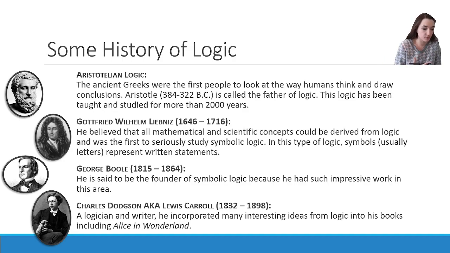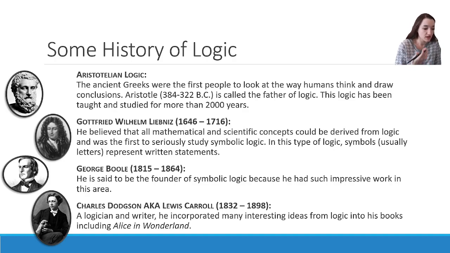Then came Gottfried Wilhelm Leibniz. He believed that all mathematical and scientific concepts could be derived from logic, and was the first to seriously study symbolic logic, which is the type of logic we are mainly going to be talking about. In this type of logic, symbols, usually letters, represent written statements. So it's essentially taking our verbal statements and translating them into a bit more mathy way of looking at them, but it still represents these logical ideas.